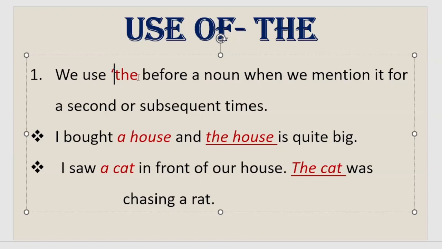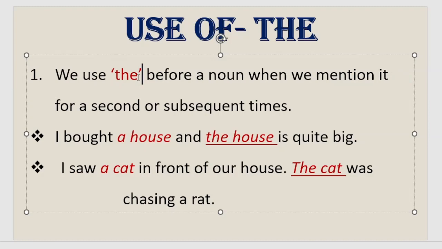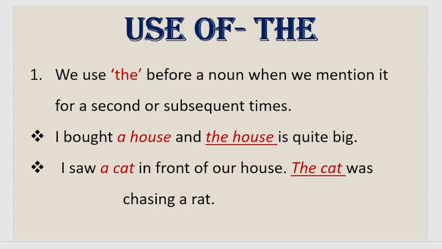In the first example we can mark that I bought a house and the house is quite big. Here the word house has been used twice. For the first time when we use the word house, we have already used the indefinite article "a" before it. A house, I bought a house. When we use the house for the second time, we have used here the definite article "the". The house is quite big.